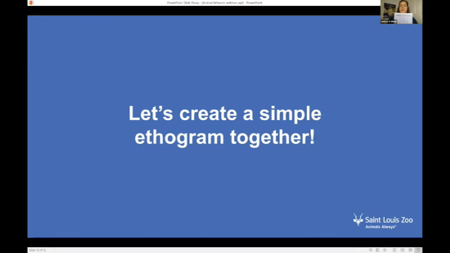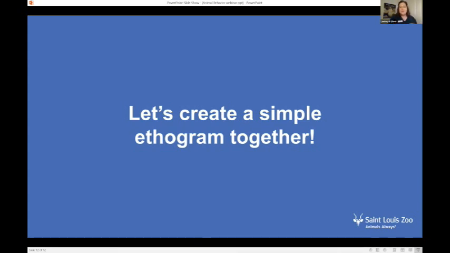Now, usually when you're creating an ethogram, it would be a good idea to write down definitions of these behaviors, because sometimes when you're watching animals, something comes up that you weren't expecting. And that way you can look at your definition and say, does it really meet that criteria? Is that really what I wanted to record? All right, I'm going to give everyone a few more moments to make their simple ethogram.